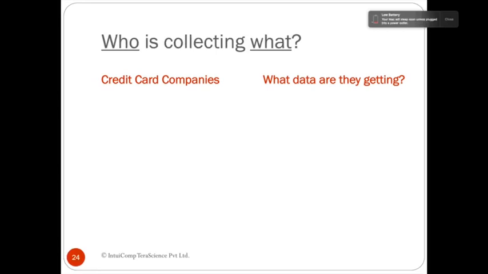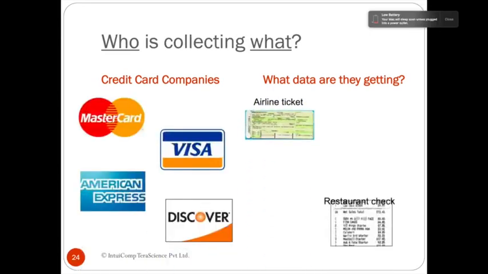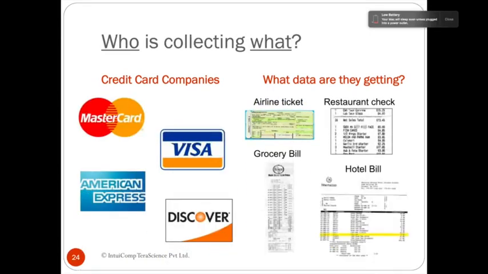So credit card companies are also into it, like American Express, Visa, Discover, MasterCard. What data are they collecting? Airline tickets, restaurant checks, grocery bills, and also hotel bills.